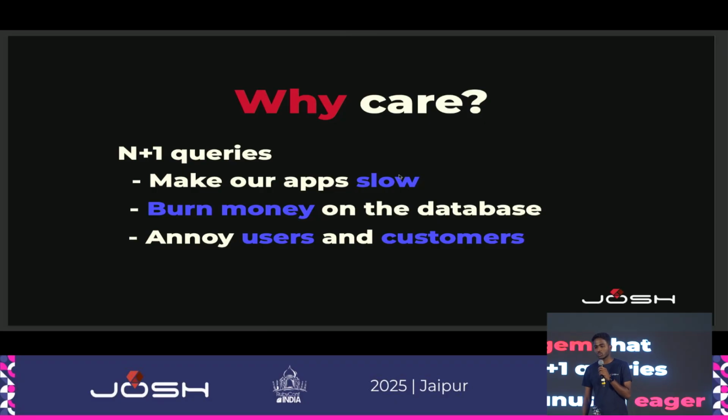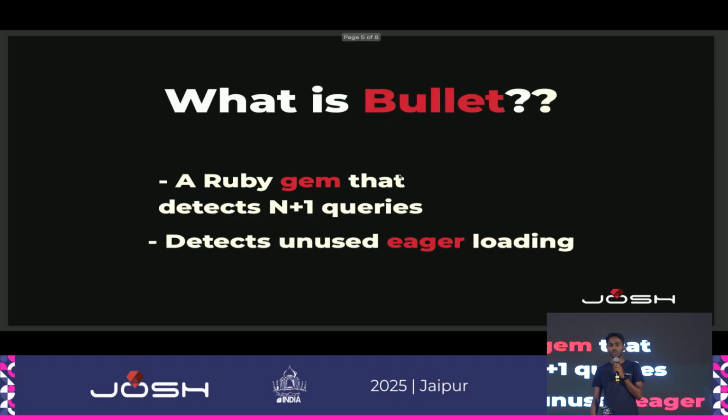the bullet gem. Bullet is a gem in Ruby which can detect n+1 queries and warn you while you are developing the app. It also detects unused eager loading, and you can happily remove the unused eager loading and the n+1 queries while developing the app.